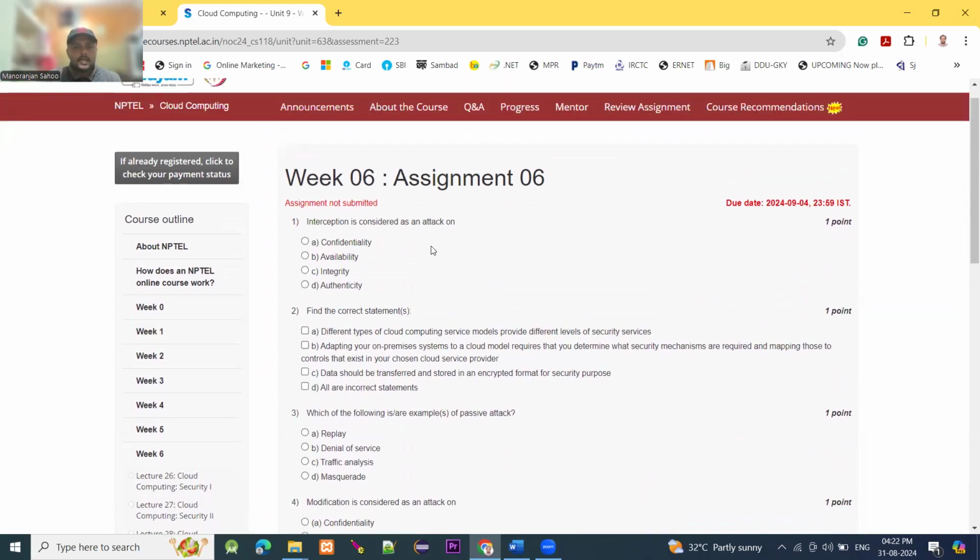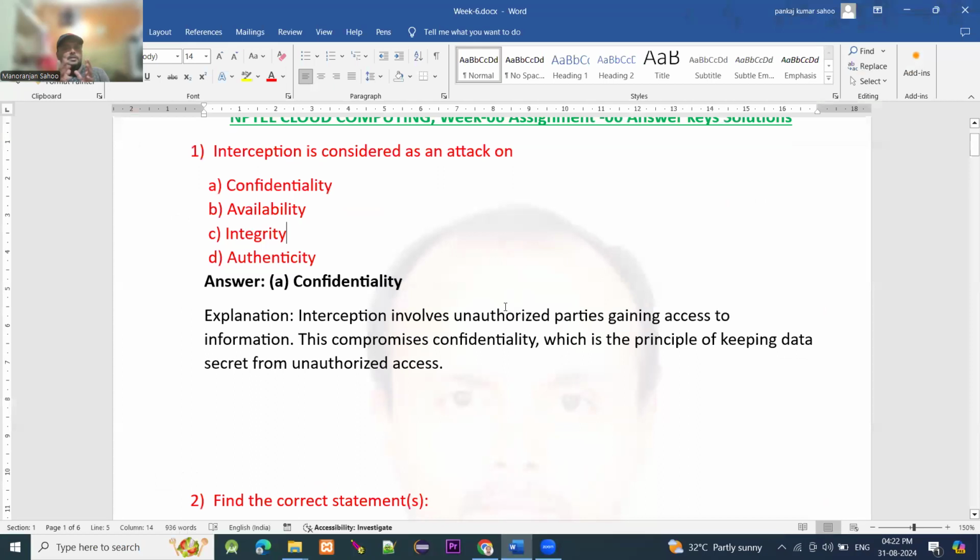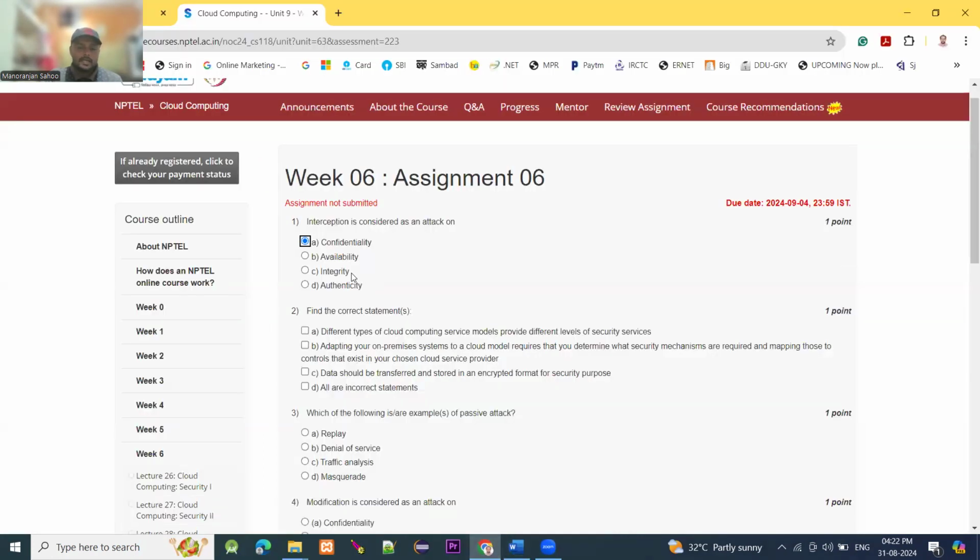Interception is considered as an attack on what? Four options are given. Out of these four options, we may find that confidentiality is the right answer. Why confidentiality? Because interception involves unauthorized parties gaining access to the information. These comprise confidentiality, which is the principle of keeping data secret from unauthorized access. So interception is considered as an attack on confidentiality. Option A, question number 1. Option A is the right answer.